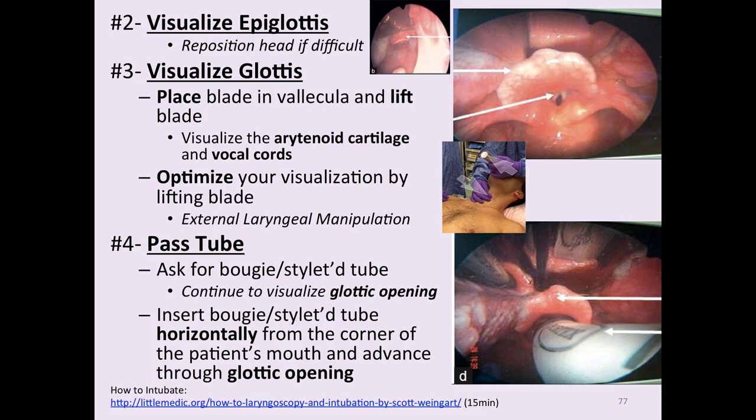Again, this is something I can just talk about. Really try to watch Dr. Scott Weingart's talk on it. It's a nice 15-minute talk, far better with video, also far better than what you'll get with me just going over it. But if there's one video to see on laryngoscopy, that's probably it.